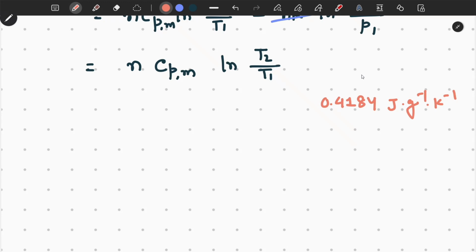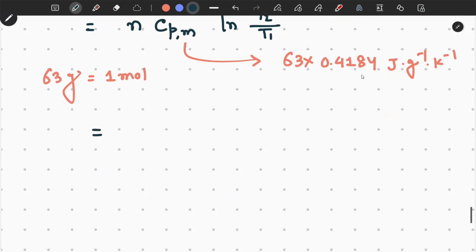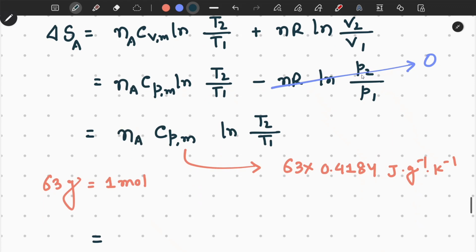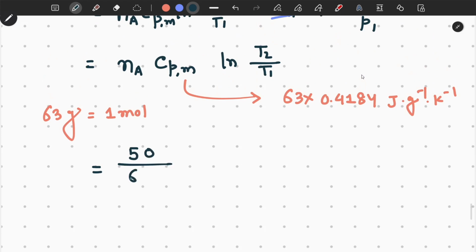So how can you convert it? You have to convert gram to mole. For copper, 63 gram equals 1 mole, so you multiply by 63. And what will be the N? It will not be the same, because you have to calculate SA and SB separately, since N is not the same for both. 50 gram and 100 gram, that will be the difference. So it is 50 divided by 63, into 63 into 0.4184.